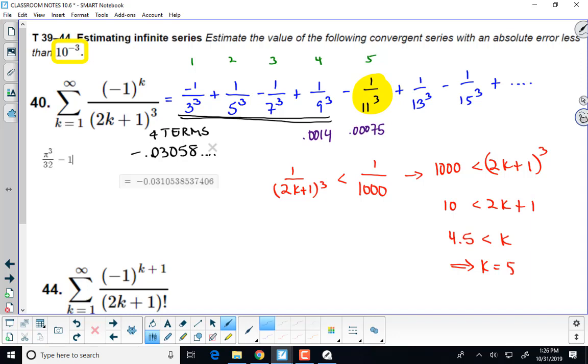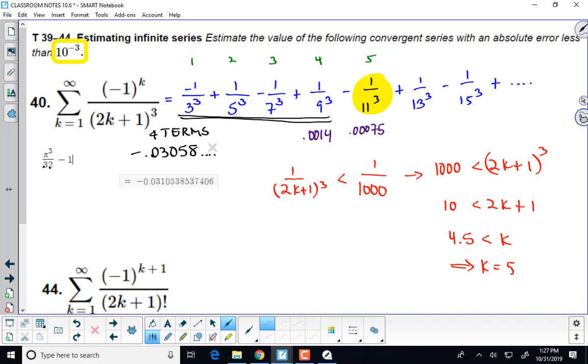So if someone said add up the first six terms, then you would say you are within 1/15³ of that number there. If you add it up all the way to here, the first six terms, then you know you're within 1/15³ of that number.